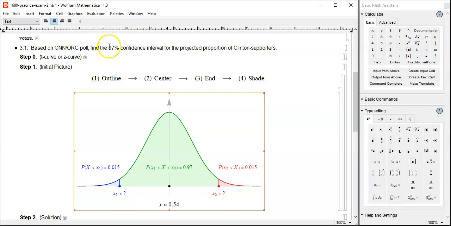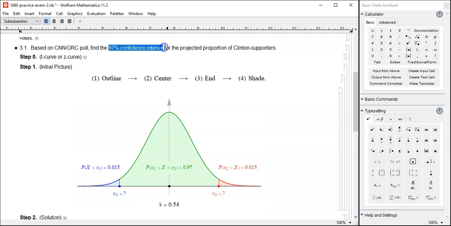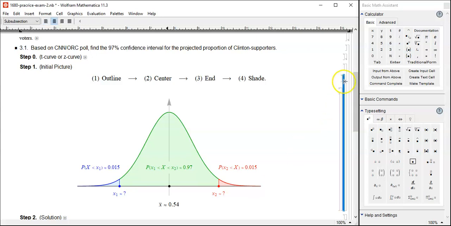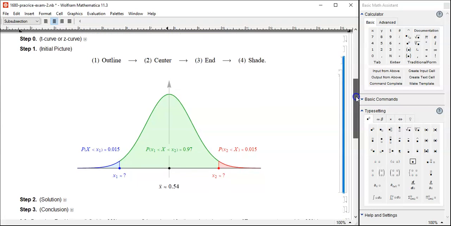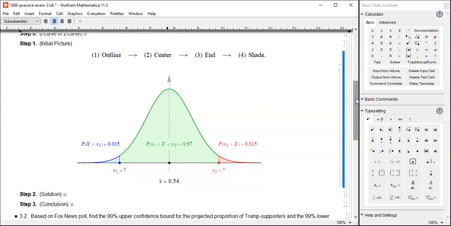We have a 97% confidence interval, so the confidence level, 97% of the chance should be in the middle, highlighted in green. So the other 3% must be shared by the left-hand side, 1.5%, and the right-hand side, 1.5%. Okay, all right. Now that we got the picture, the most important step, let's go to the solution.